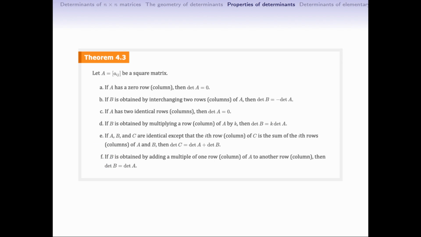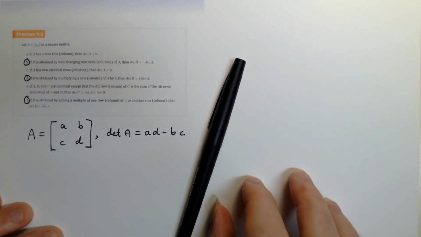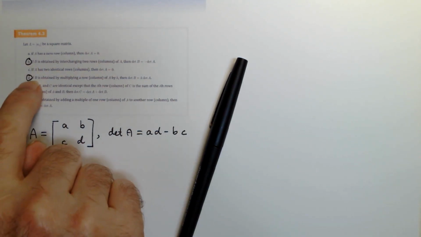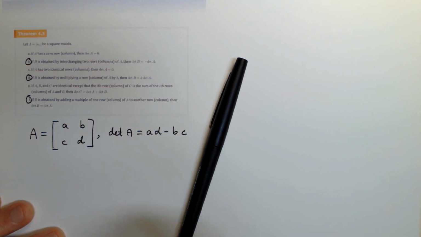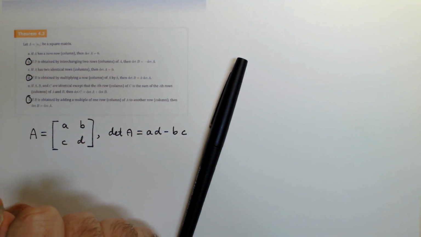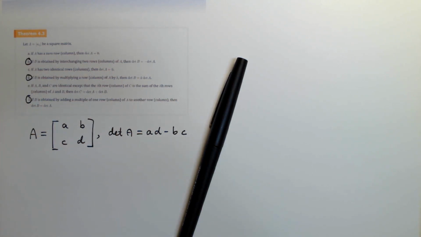So what I want to do is go to the document camera and explore some of these properties outlined in theorem 4.3. So join me at the document camera for that. All right, welcome to the document camera. We're going to look at the proof of theorem 4.3. In particular, I want to pay special attention to parts B, D, and F, because these correspond to a type 1, a type 2, and a type 3 operation on a matrix. So let's spend our time concentrating on B, D, and F.